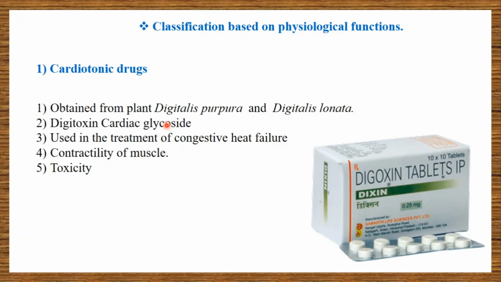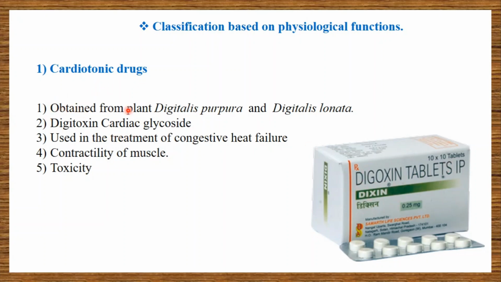It tends to increase the contractility of heart muscle and it increases the force and velocity in the contraction phase of the cardiac cycle, and thus helps in complete emptying of the ventricles. Due to these properties, this drug is used in the treatment of congestive heart failure. And the example of that cardiotonic drug is digitoxin tablet. So digitoxin is used as a cardiotonic drug.